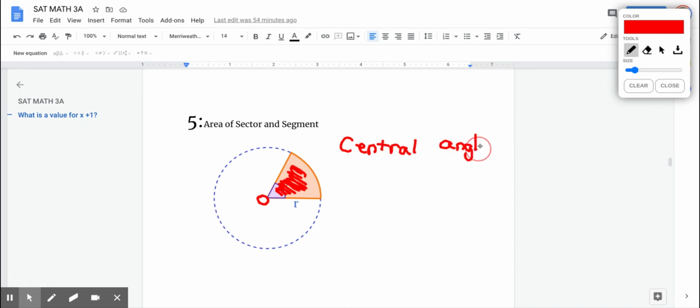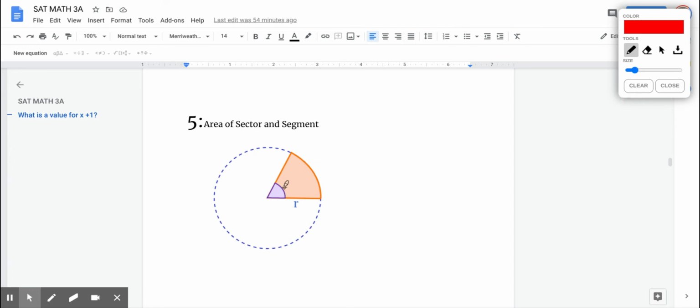We talked about these in the circle videos. So the arc, and this is the arc length, if you remember the arc length. So the central angle will be the sector. And we're trying to find the area of the sector. And then we'll find the area of the segment. So a segment could be a piece of it. And we'll talk about that in a minute.